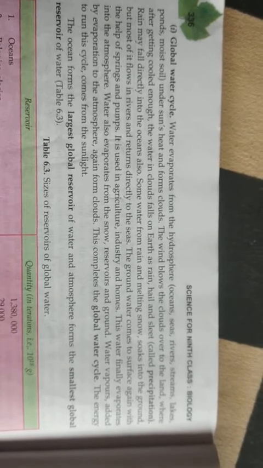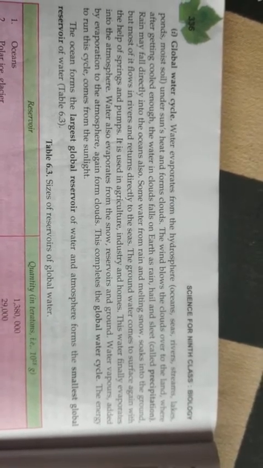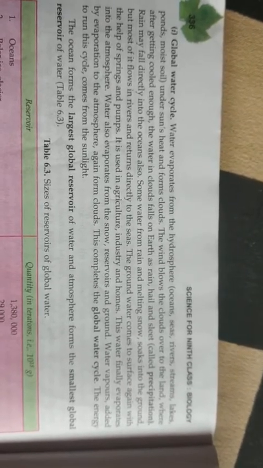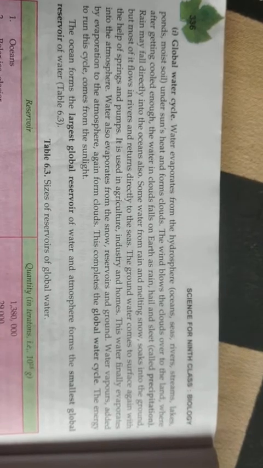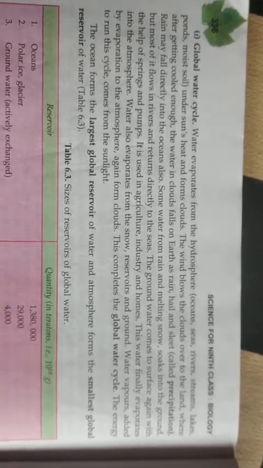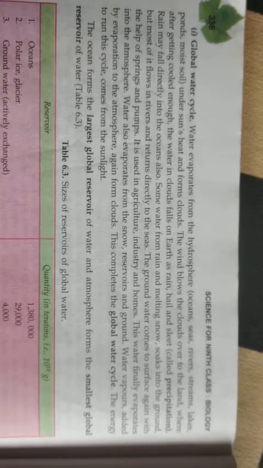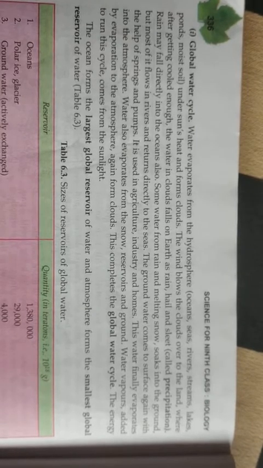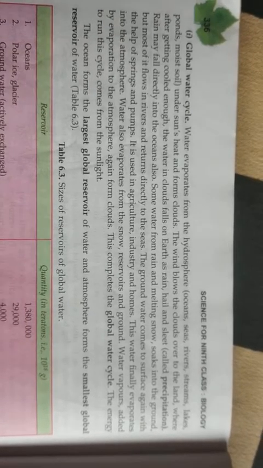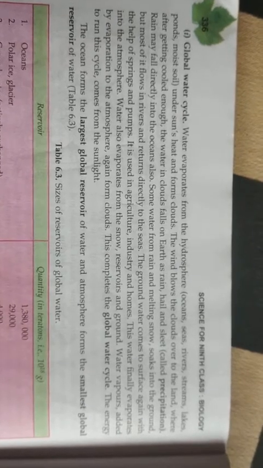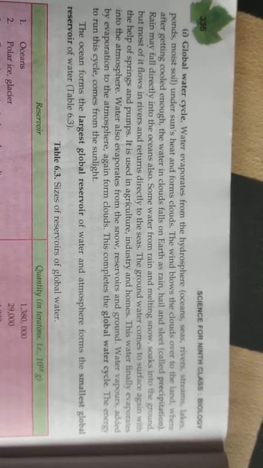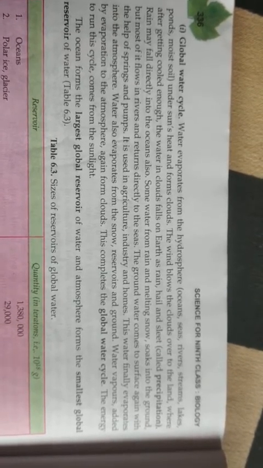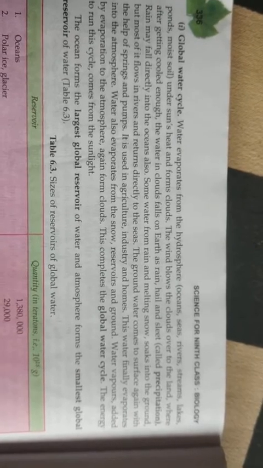The rain may fall on all the surfaces of the earth, including the land area, the forest, the desert, and the oceans. It may fall directly into the oceans also. Some water from rain and melting snow soaks into the ground, but most of it flows into the rivers and returns directly to the seas. This we already know.